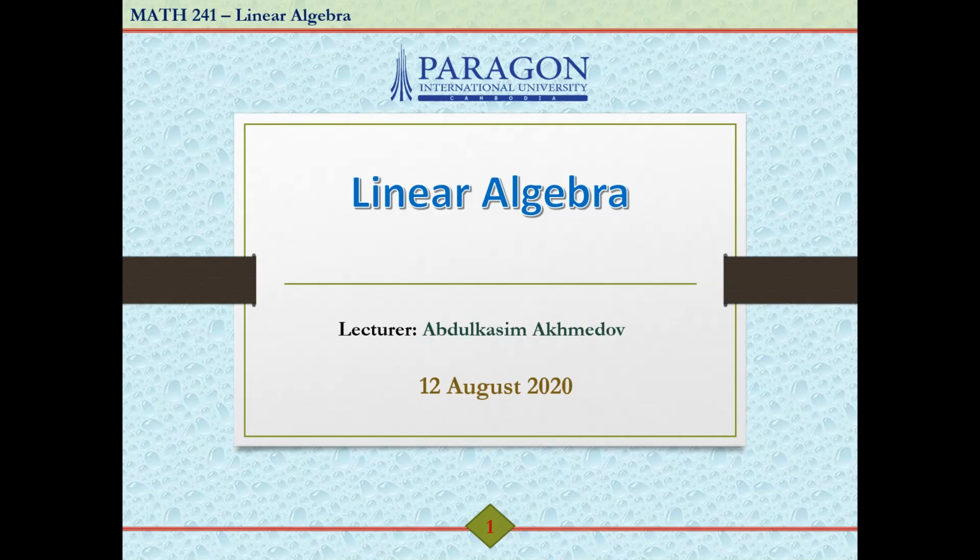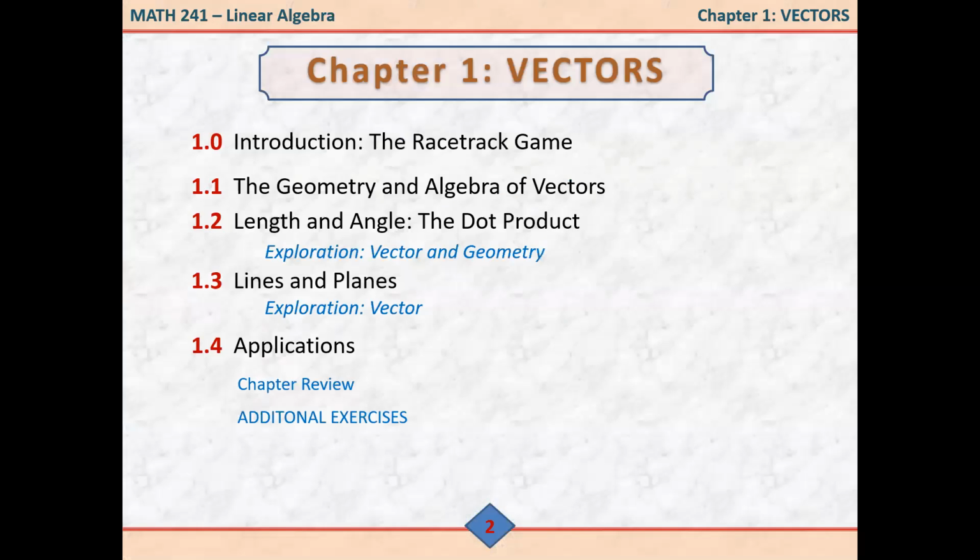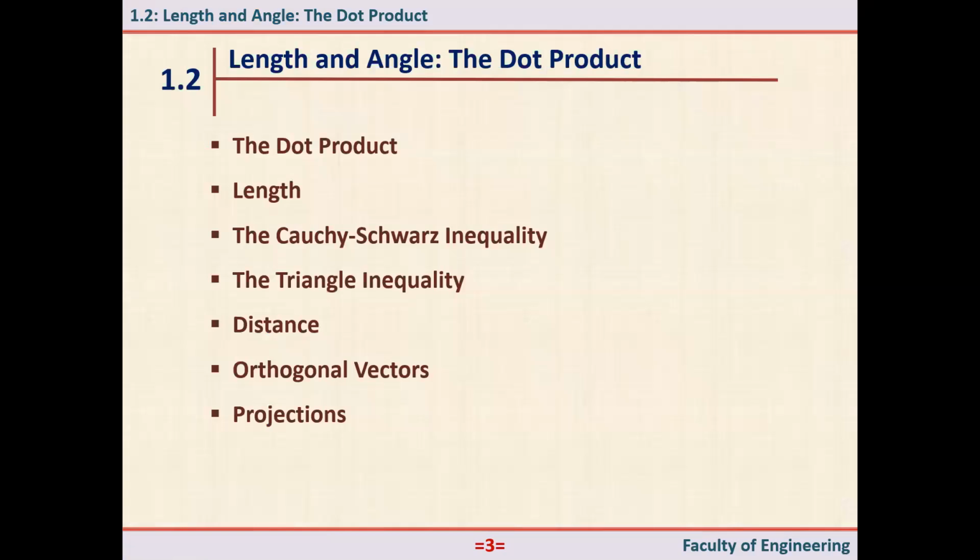So today we will continue with the second part of this chapter, that is the length and angle, the dot product. Two important things. We will talk about these two basic concepts and do some problems related to them. And if we have time, we will talk about lines and planes. And maybe on Friday, we will talk about applications.